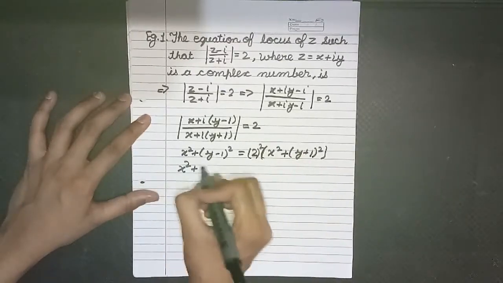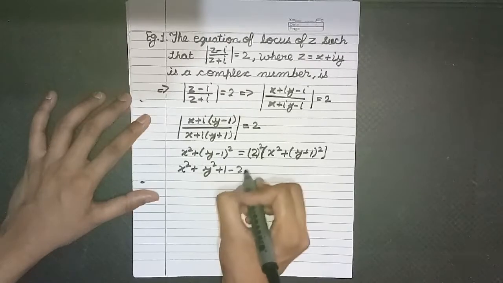So this is equal to x square plus y square plus 1 minus 2y.